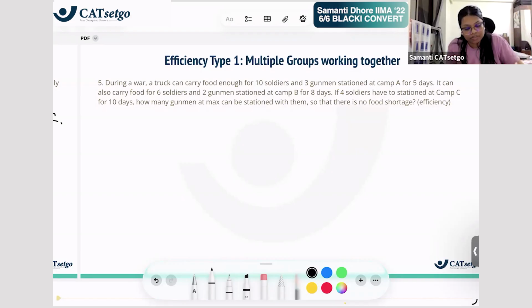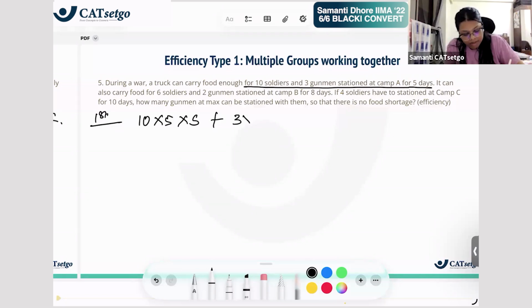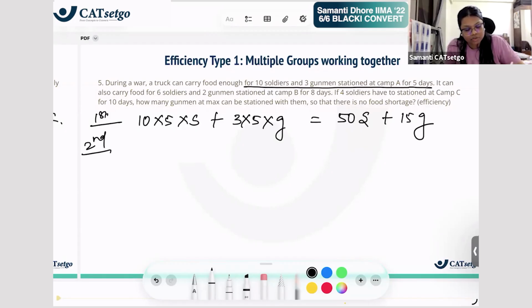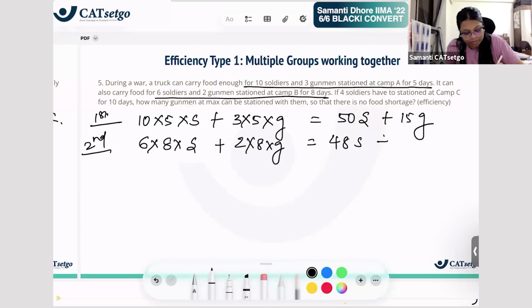सो लेट्स से देयर इज अ फर्स्ट ग्रुप व्हिच सेज 10 soldiers, 3 gunmen, 5 days, right? So first group का क्या है? Soldiers into number of days into their efficiency S plus gunmen into number of days into their efficiency G, right? Which is 50S plus 15G, right? Second, दूसरा का क्या है? Second is 6 soldiers and 2 gunmen stationed for 8 days. So number of soldiers, है ना? Into number of days into their efficiency plus number of gunmen into days into their efficiency. Right? So this is 48S plus 16G.